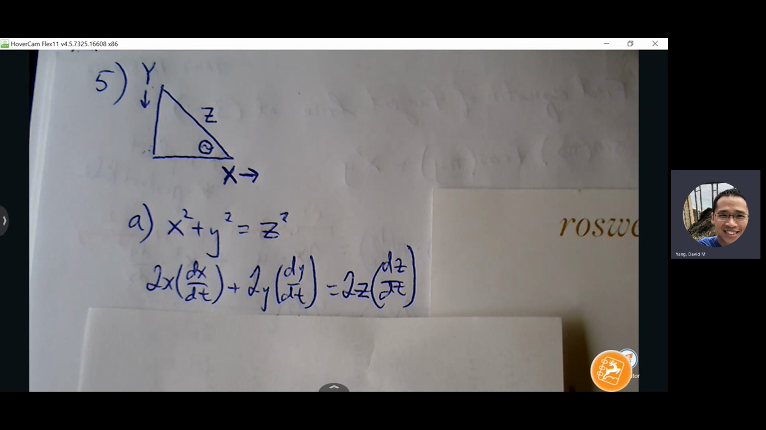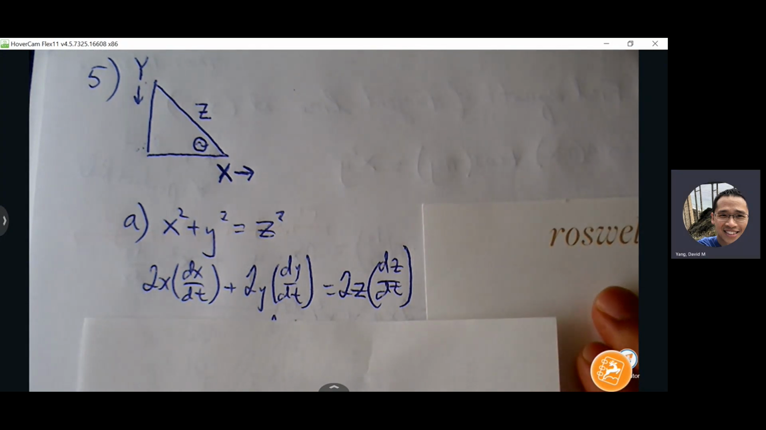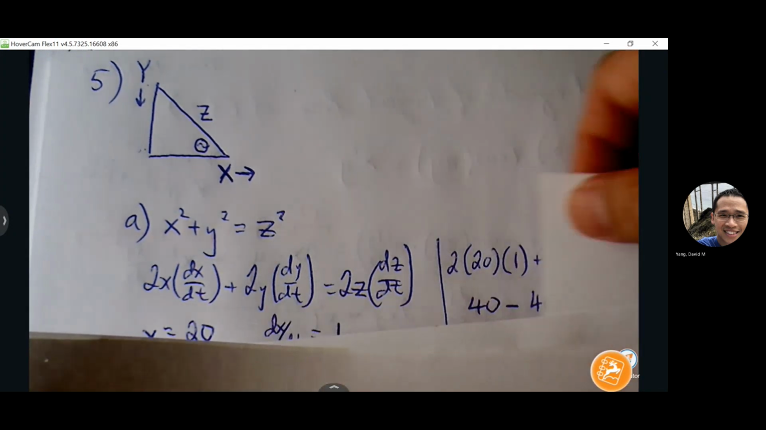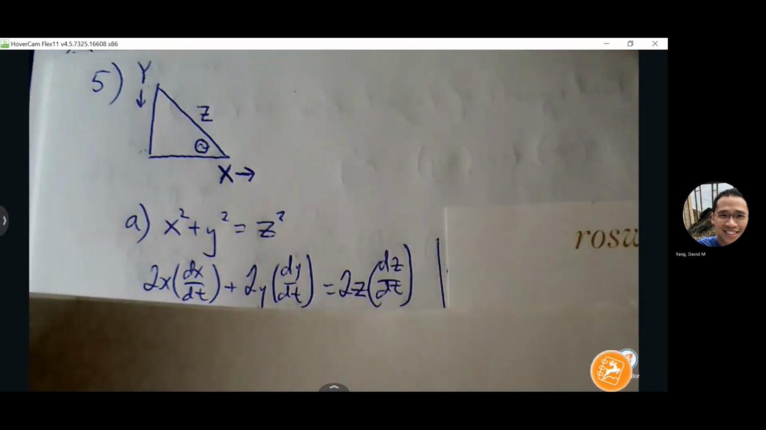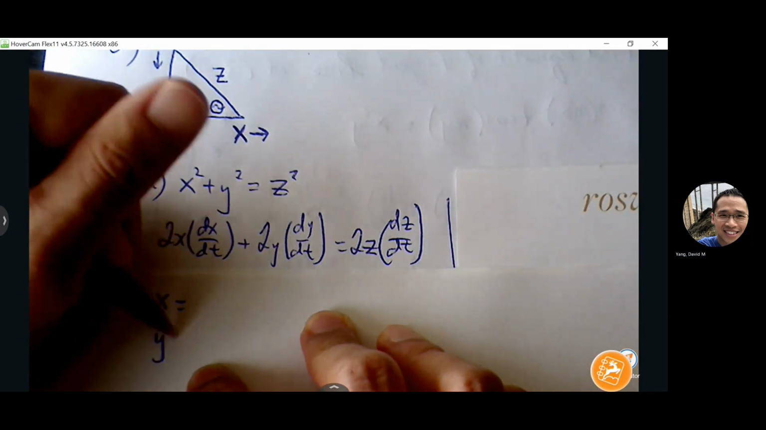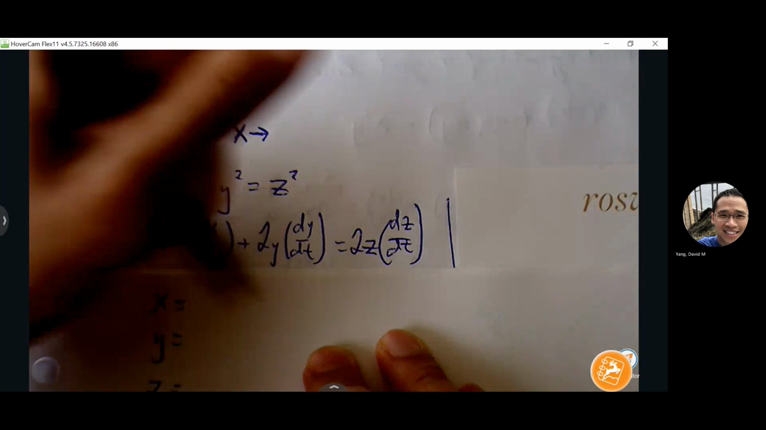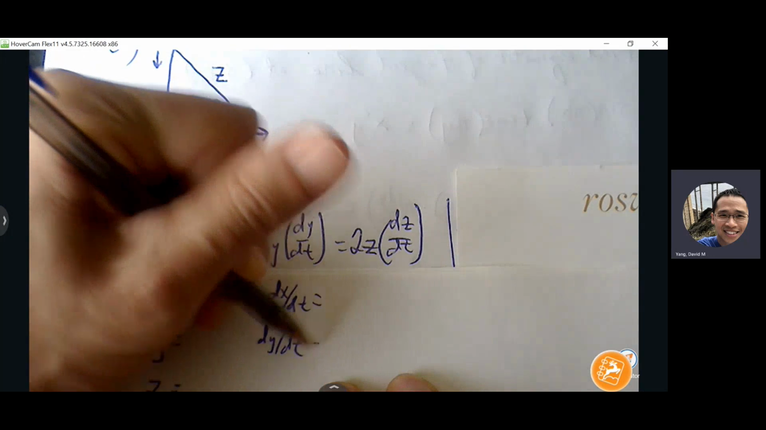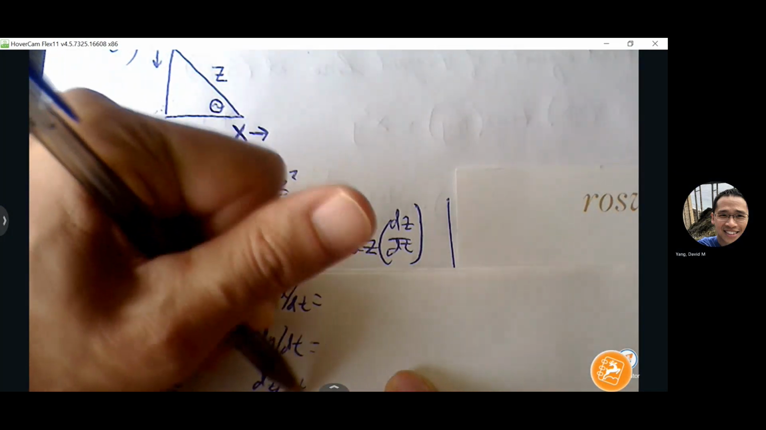Okay, so we list out all of our six variables in play and see what we can do to fill out these values. So x, y, z, dx/dt, dy/dt, dz/dt.